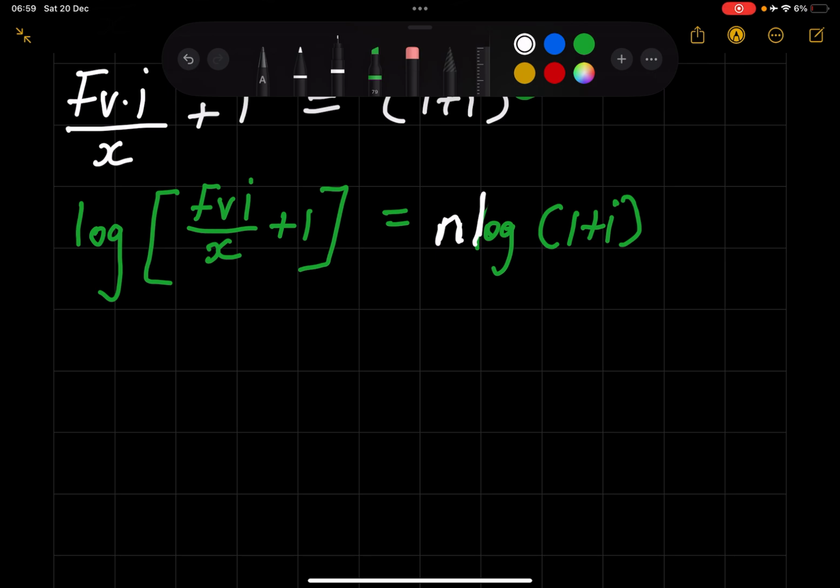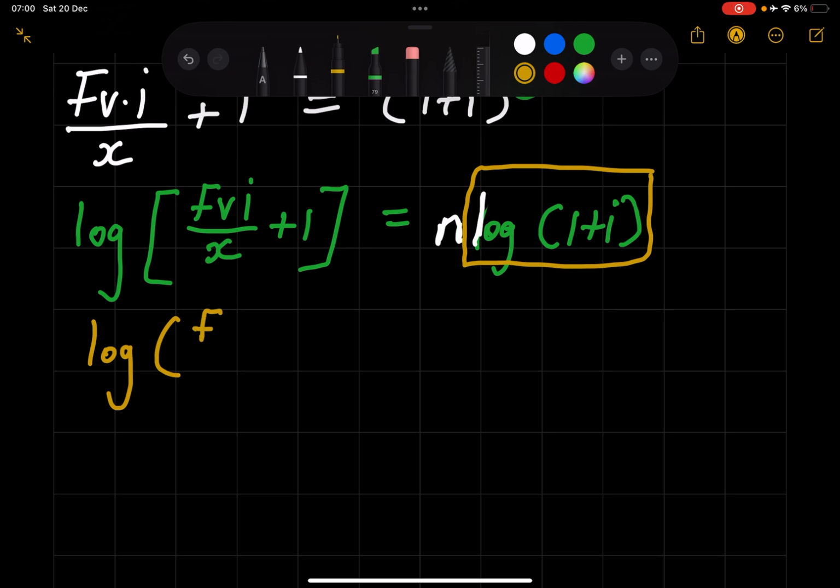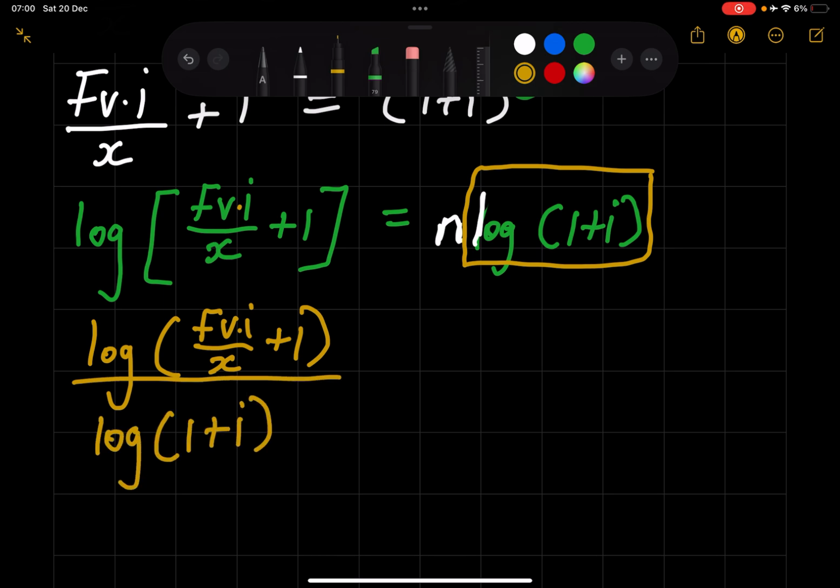Now to isolate n, I need to divide by this side. Because it's multiplying the n, it has to divide on the other side. You just always do inverse operations. So I'm going to have log of FV I over x plus 1, all over log of 1 plus I. Then we are left with n there. And now we have indeed made n the subject of the formula. Thank you.